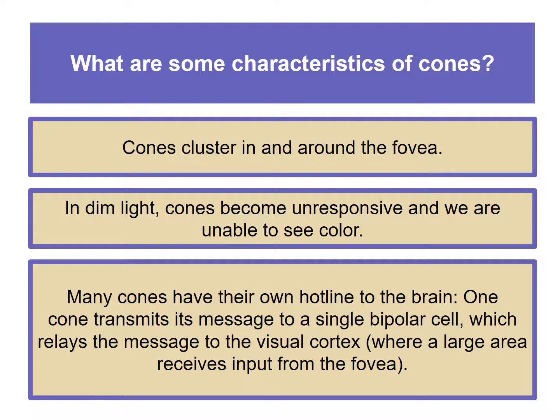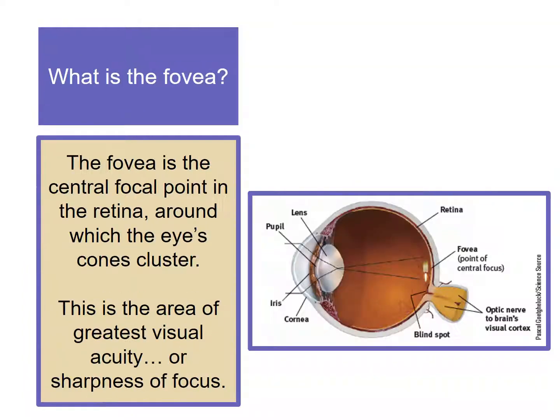Many cones have their own hotline to the brain. One cone transmits its message to a single bipolar cell, which relays the message to the visual cortex. That's where a large area receives input from the fovea. So the cones do have their own hotline to the brain, where the rods do not. The fovea is the central focal point, fovea, focal, in the retina around which the eye's cones cluster. This is the area of greatest visual acuity or sharpness of focus.